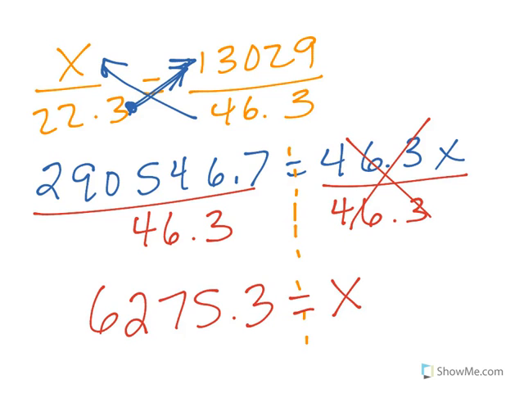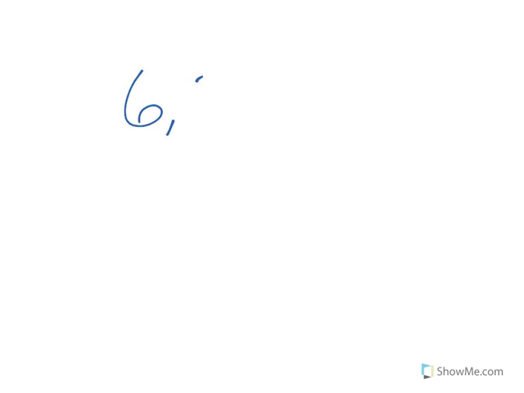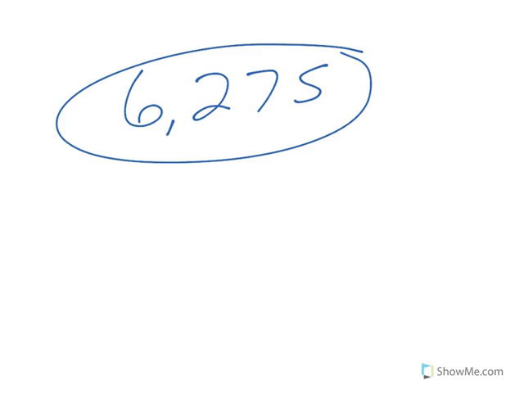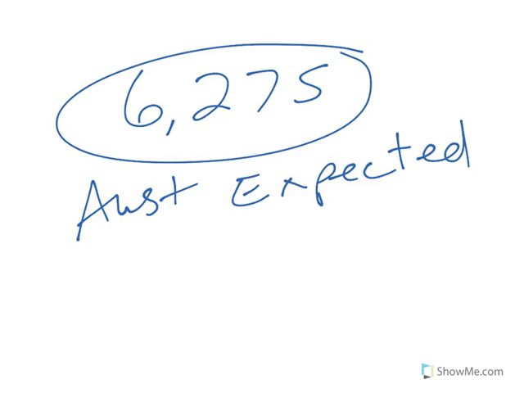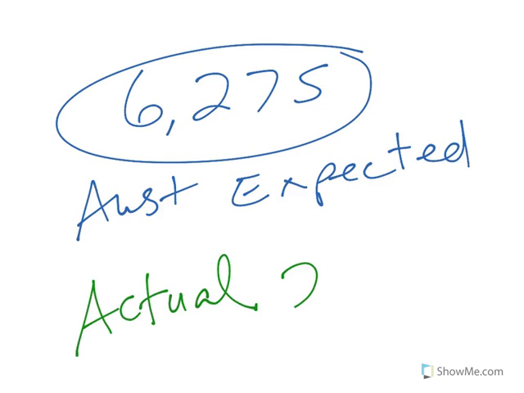6,275.3. Well, it said round to the nearest whole number. So I look at my decimal, 3 rounds down. So my answer is going to just be 6,275. So this is what Australia would have expected. Just in case you were wondering, the actual for Australia was 236. So, more than 6,000 more firearm deaths would be expected if Australia had a death rate for firearms proportional to that of Colombia.